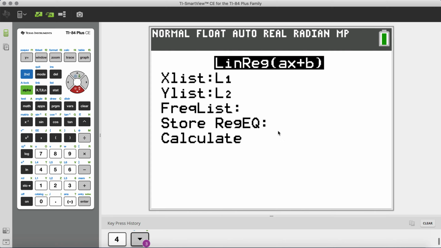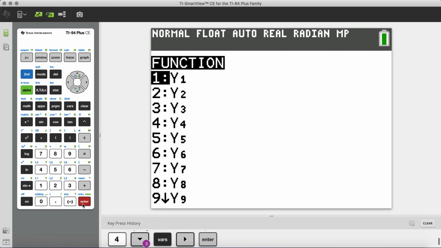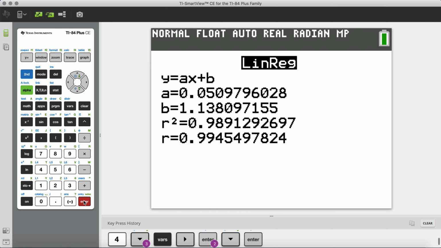For new ones, we go to store regular equations. Old ones, you're just going to click vars, and then you're going to go y vars, function, y1, because we want it to store into y1. Now we go down to calculate. And then bam, here is our linear regression with all the statistics, right? So a is the slope, b is the y-intercept, r squared, and then r, okay? So we would write that in for the equation.